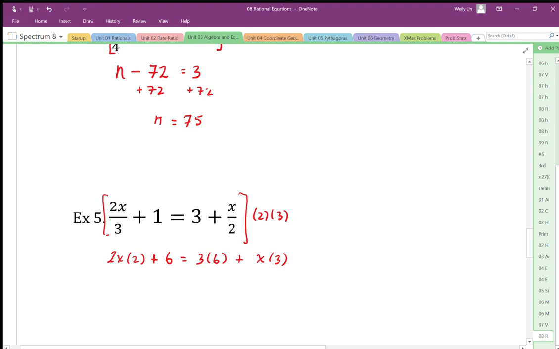Okay, so just clean this up a bit. 4x plus 6 is equal to 18 plus 3x. So now I went from an equation with all these fractions there. It was kind of hard to interpret. Now this is much easier. I can just go minus 3x, minus 3x, minus 6, minus 6. So I end up with 1x is equal to 12, and there's my solution.